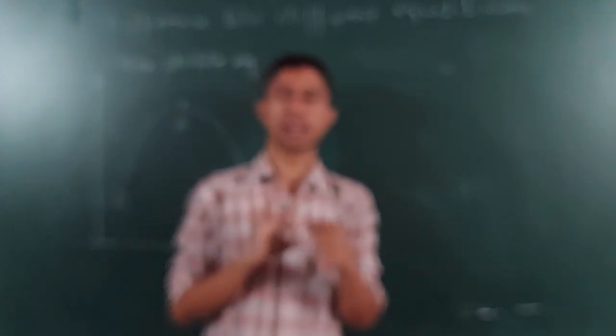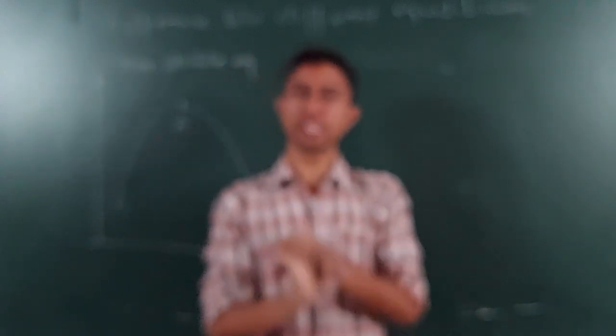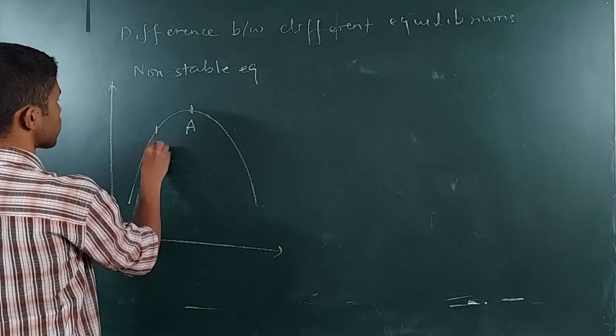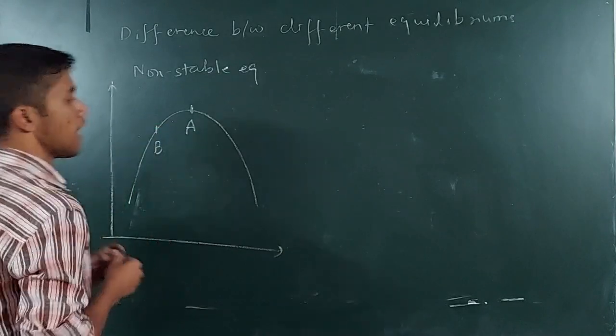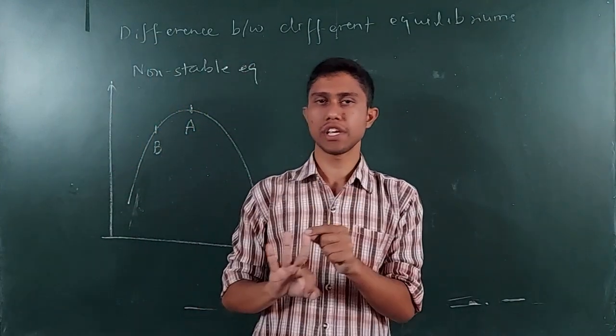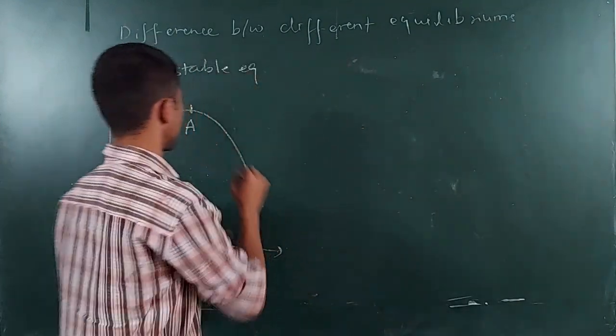This is the first point, the equilibrium point. Next, we will denote a point B, which is before the equilibrium point, and we will denote a third point C, which is after the equilibrium point. So this is point C.